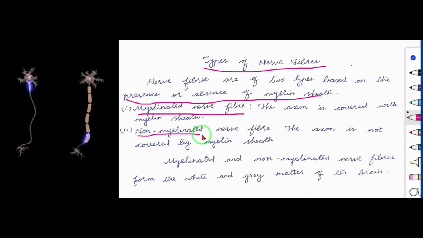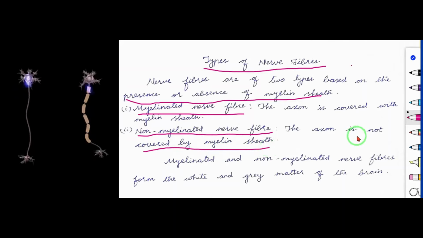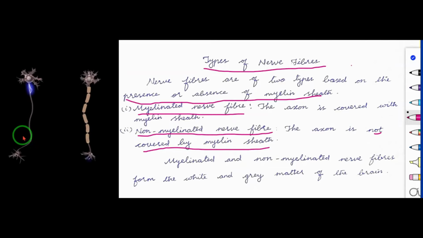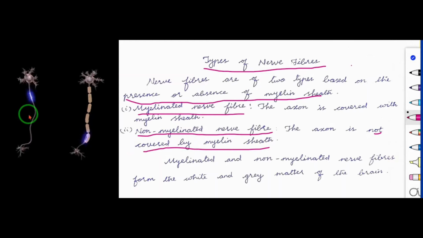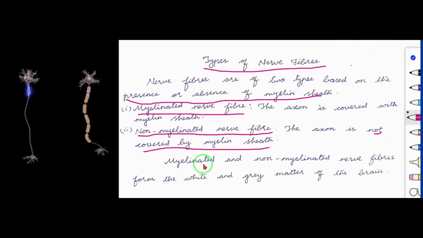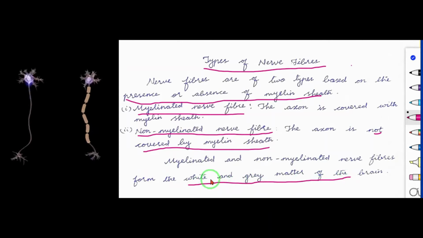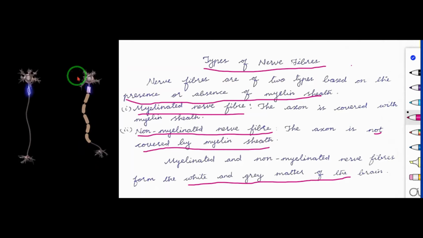Second one is non-myelinated nerve fiber. The axon is not covered by myelin sheath. In this diagram, this area is the axon, but here there is no myelin sheath. So this is known as non-myelinated nerve fiber. This is the myelinated nerve fiber, and this is the non-myelinated nerve fiber. Myelinated and non-myelinated nerve fibers form the white and gray matter of the brain. So types of nerve fibers are two: myelinated nerve fiber, where the myelin sheath is present, and non-myelinated nerve fiber, where there is no myelin sheath. Clear? Okay.